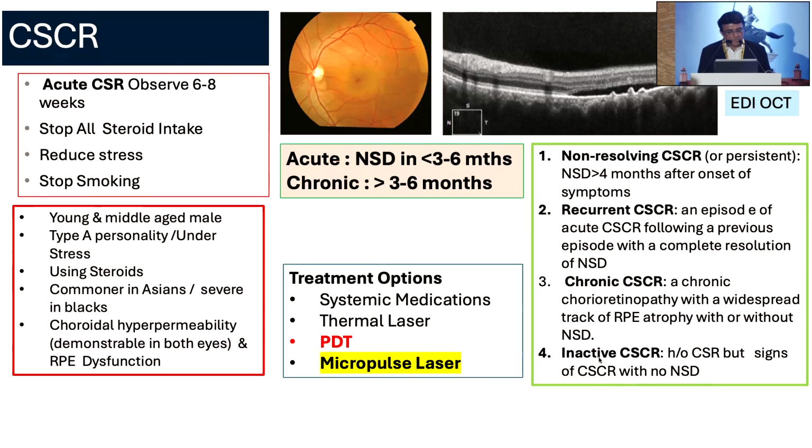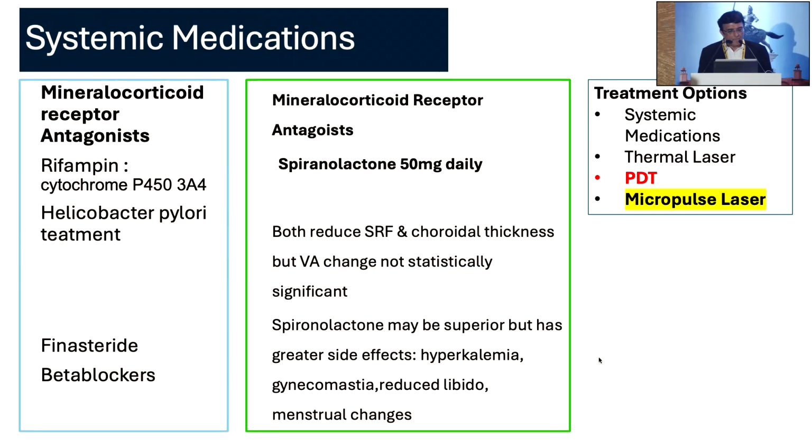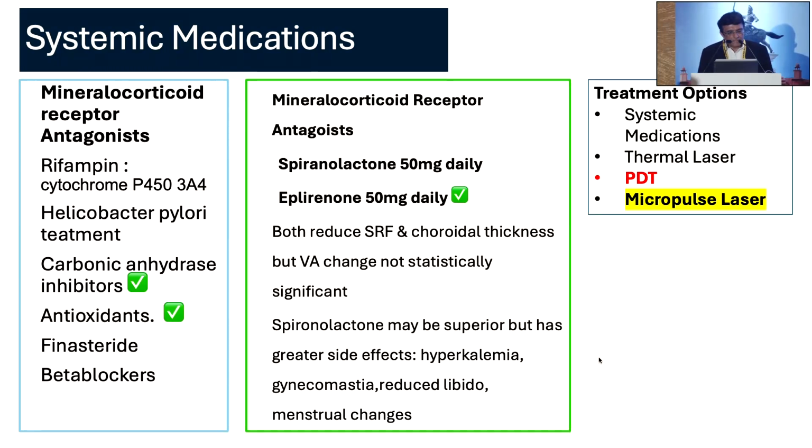Thermal laser has been given for extrafoveal leaks. PDT has been done, but the dye is not available, and the micropulse laser. So there are numerous systemic medications which have been tried. I don't use most of them. The only thing which we may use is carbonic anhydrase inhibitors, antioxidants, and sometimes, very rarely, epinephrine. I am not fond of using epinephrine at all, except when there is an inferior detachment in case of CSR, when I may use epinephrine.